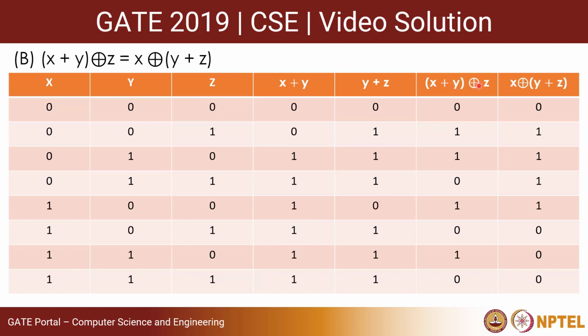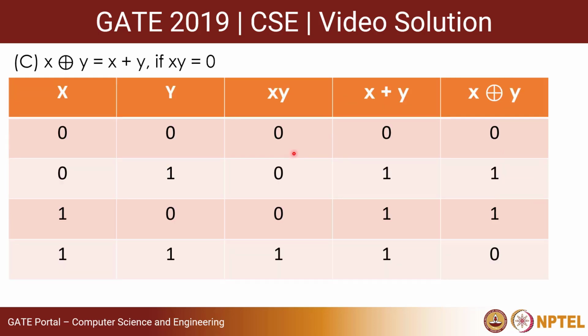And X plus Y XOR Z is nothing but the fourth column XORed with the third column. And X XOR Y plus Z is the first column XORed with the fifth column, which gives me this result. If you look clearly, in this case the result is not the same, and here also it's not the same. So this is not a valid identity. So we have found our correct answer, but just for completeness sake, let us look at the other options as well.